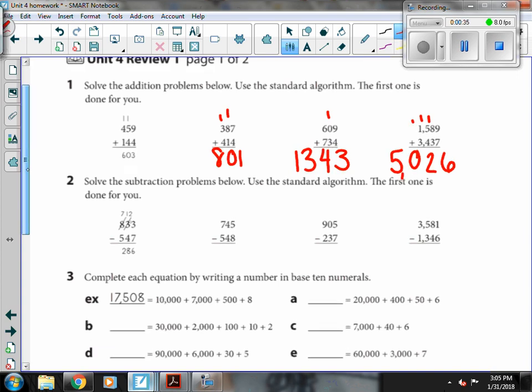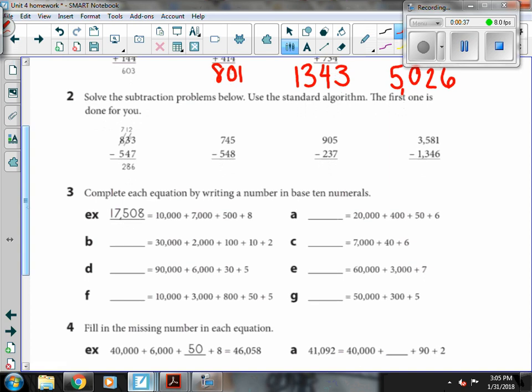The second group is subtracting. So when I can't do that, I need to borrow. 15 minus 8 is 7. Can't do that, so I borrow again. 13 minus 4 is 9, and 6 minus 5 is 1.